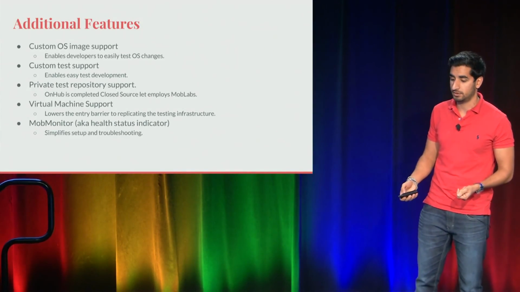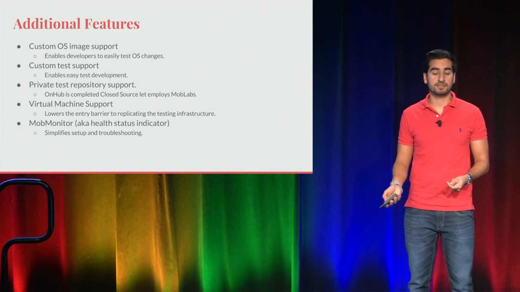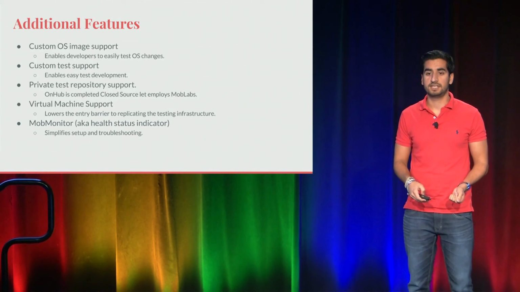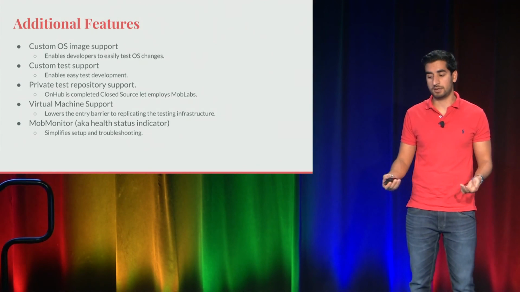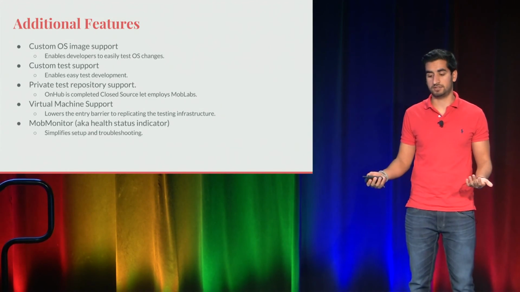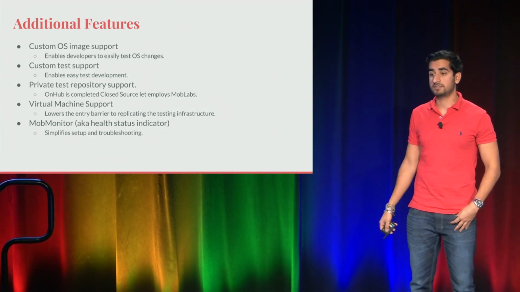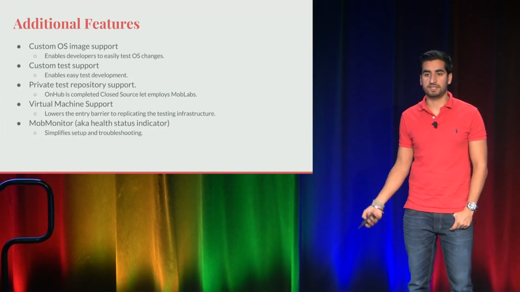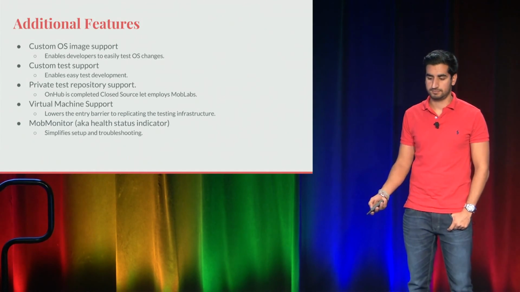Private test repository support. So you can actually keep your tests outside of our sources and still run them. This is great because Moblab is open source, but OnHub was not, so their tests are closed source. We actually have virtual machine support, so make it easier for people to get Moblab set up. And we actually have a tool called Mob Monitor, which simplifies setup and lets people know when things go wrong.